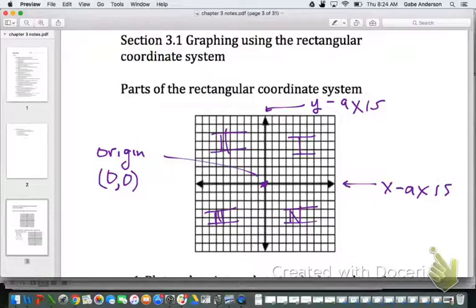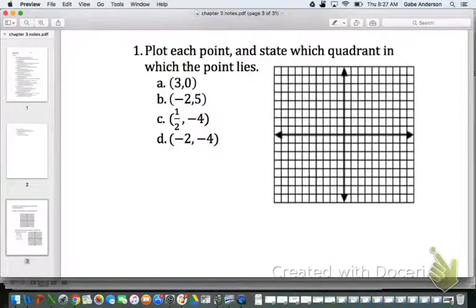But we want to know what those quadrants are. Well, I think we'll practice that here in just a second. The assumption here is that you've seen this before, so we'll see how we do. This says plot each point and state the quadrant in which each point lies. That's a little bit of a typo there. State the quadrant in which the point lies.